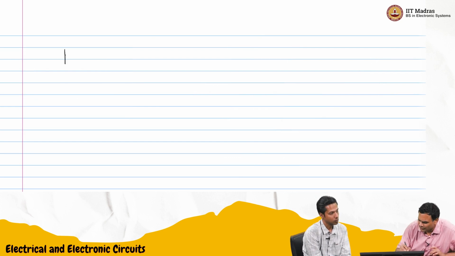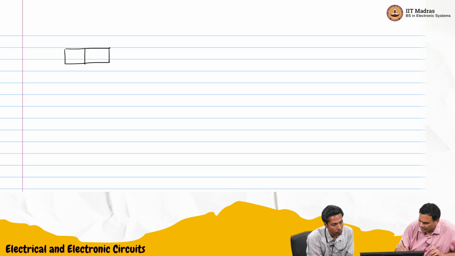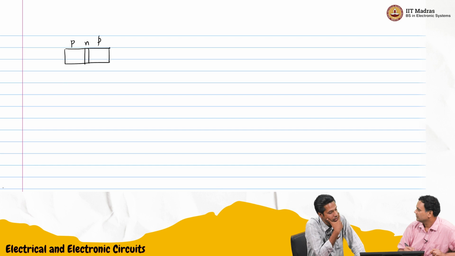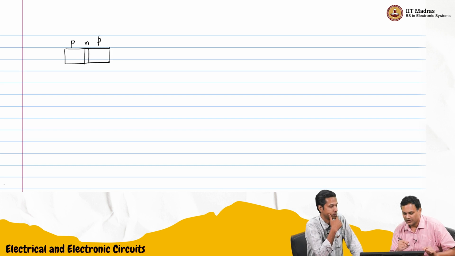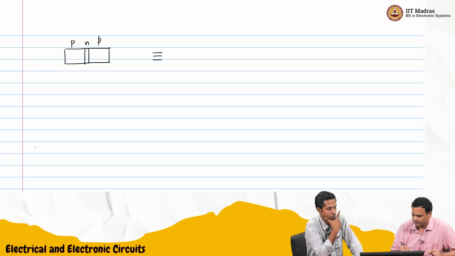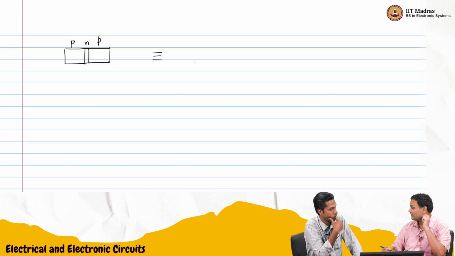So suppose I were to take it like this, you can have P, N, and P. That is also okay. Then the symbol of that will also be the same. Well, the symbol has to change, because now the current direction has changed.